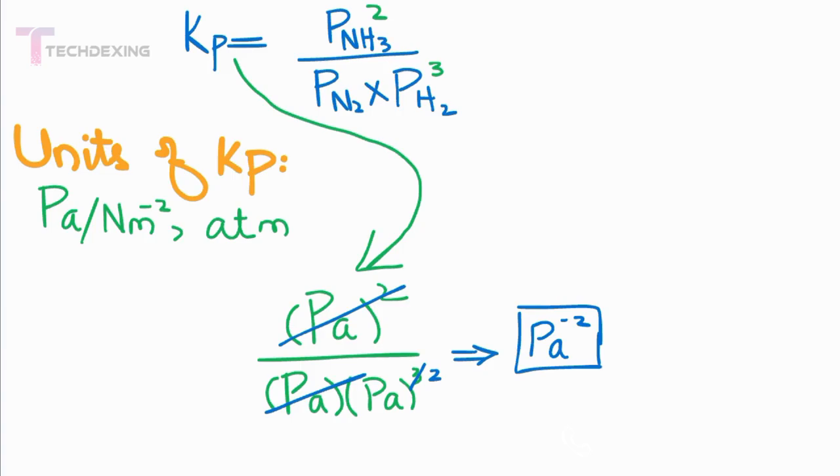In the same way, if we have another gas phase equilibrium, I'm writing its equation on the slide, and then we would discuss its Kp expression, and along with that we would write down the unit. Moving to the next slide, the equation is N2O4 reversibly gives 2NO2.